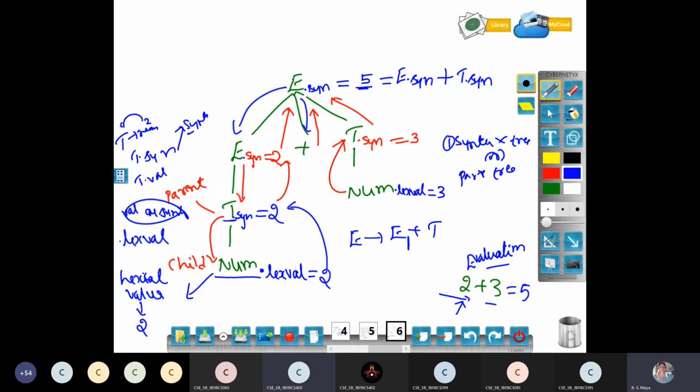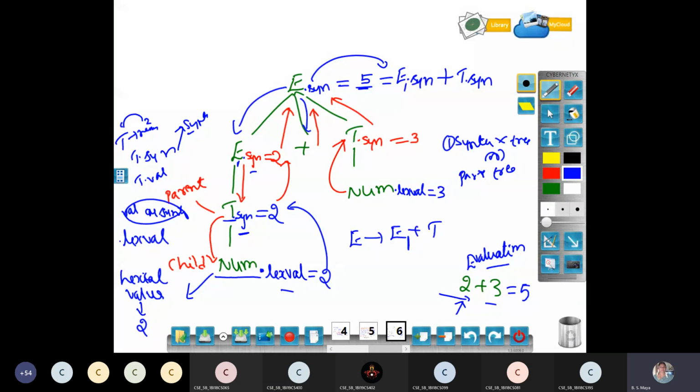Okay. Now for this rule, here you're writing E. Can I write this as E1? Then shall I write E1 here? And E dot syn is equal to E1 dot syn plus T dot syn, right? That is only your rules. That's all. Now I am adding attributes for all the symbols in my parse tree.